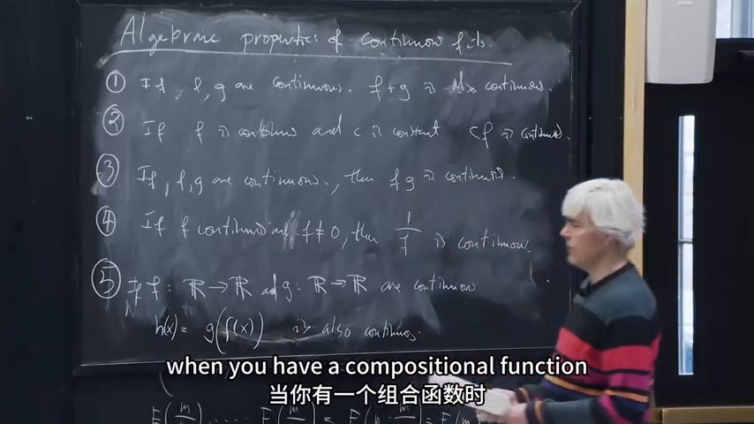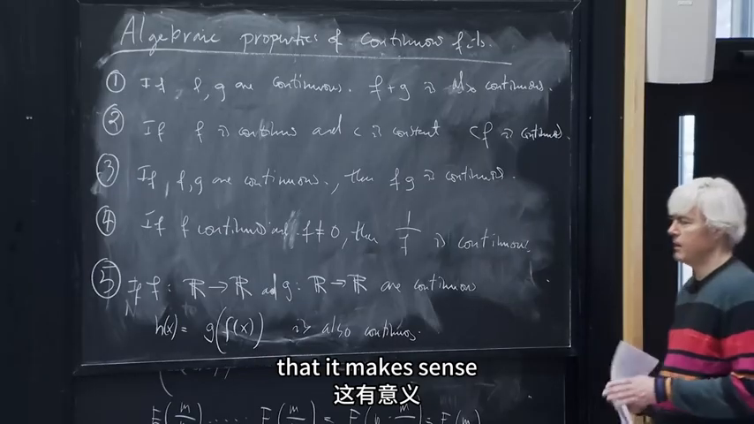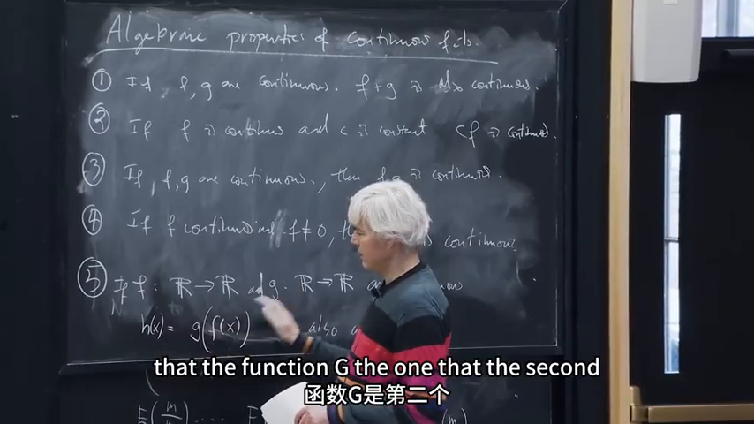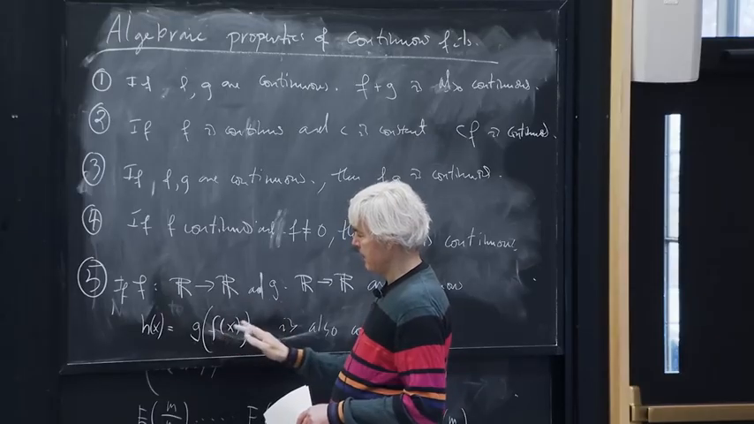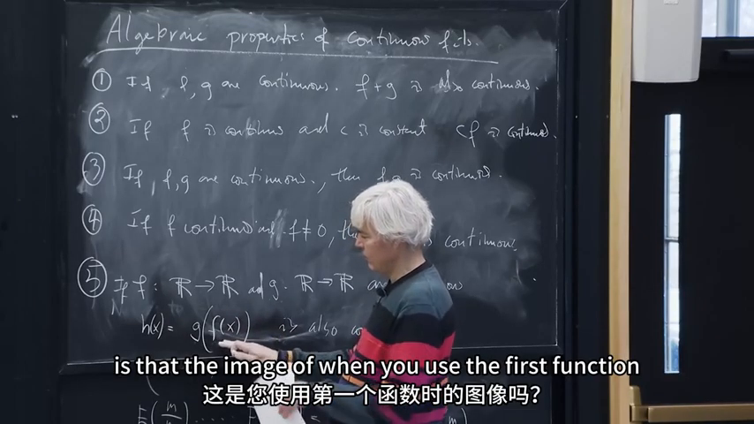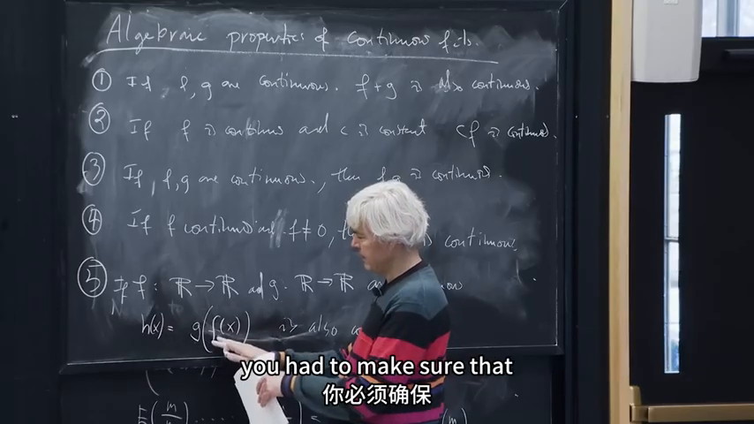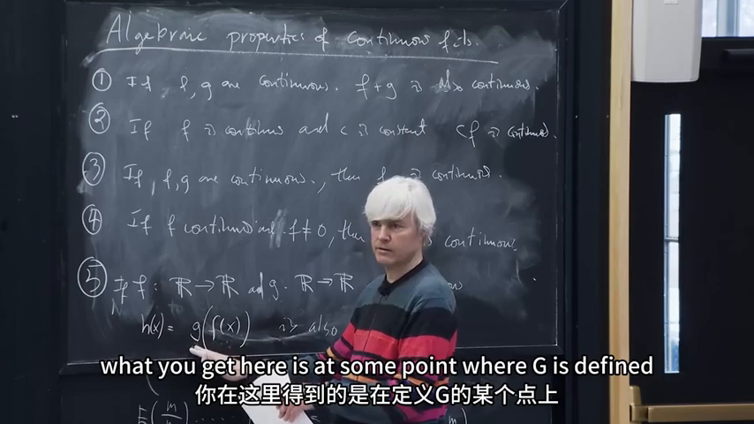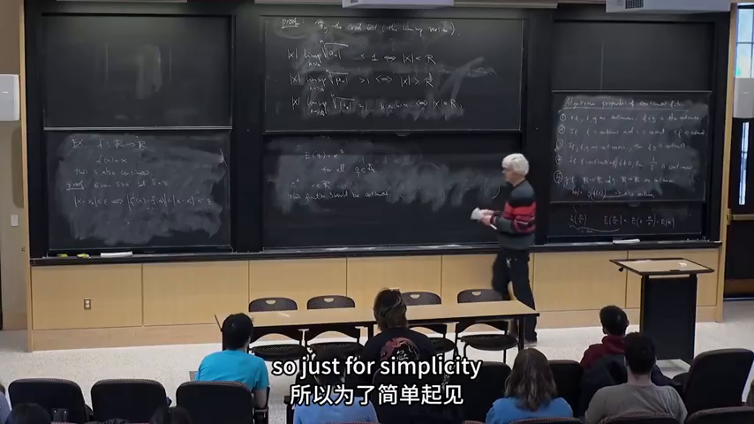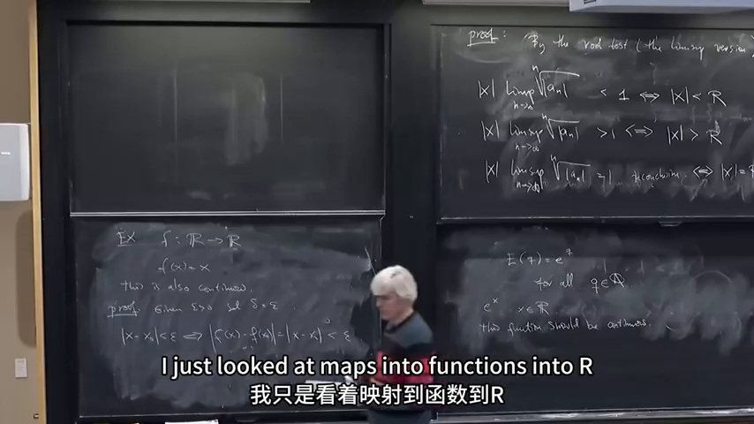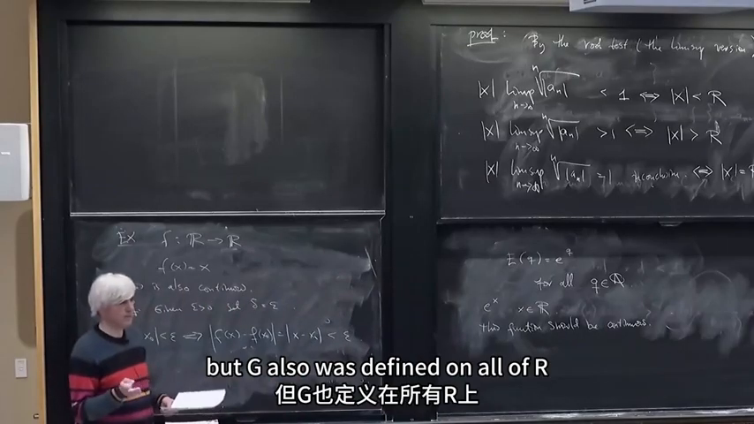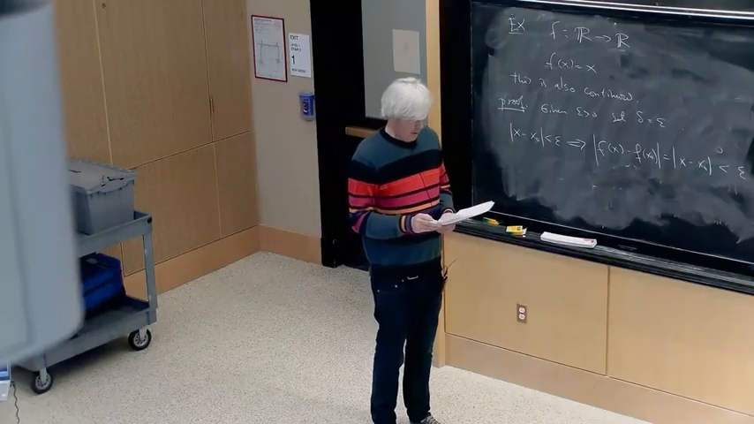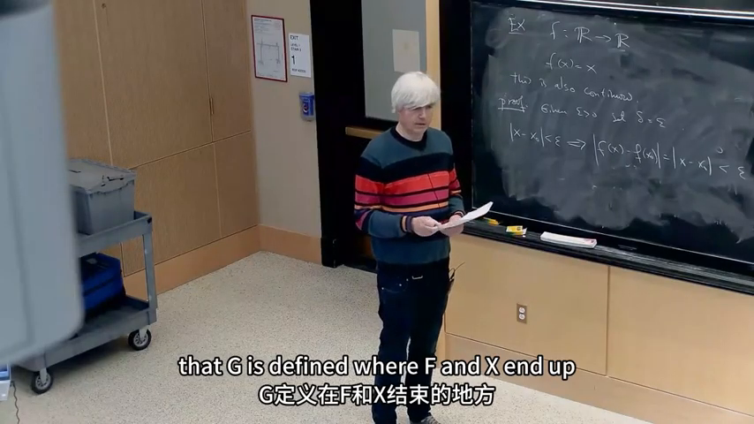When you have a composition of functions, you always have to be careful that it makes sense. To make sense means that for the second function that you apply, g, when you use the first function, you have to make sure that what you get is at some point where g is defined. Right? So just for simplicity, I just looked at functions into R, where g also was defined on all of R. But of course, it doesn't have to be, but you just have to make sure that g is defined where f of x ends up.